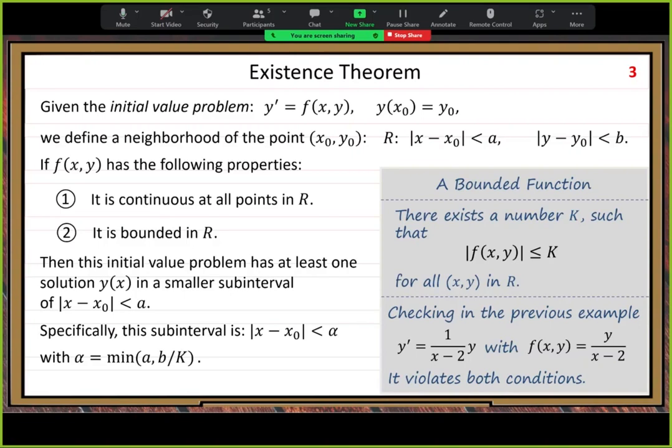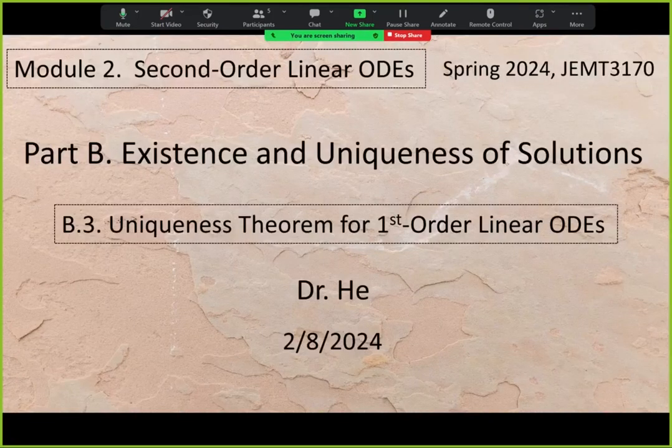All right, so we finished the existence theorem. Next, B.3, we look at the uniqueness theorem for first order. After we apply the existence theorem, we know the IVP has at least one solution, greater or equal to 1, but could be more. Now we have the other half of the theorem, the uniqueness theorem: only one, you cannot have two. So uniqueness is also important.